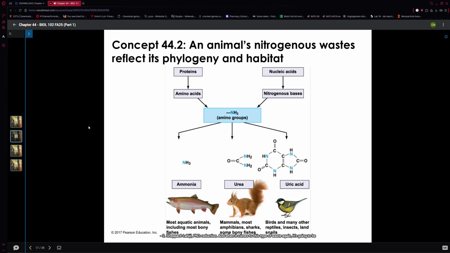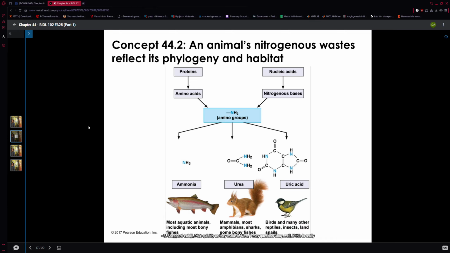So oxidation and reduction. And when it comes to this type of waste, again, it's going to be animals that are primarily aquatic. And the reason behind this is because this needs to be excreted in a really dilute way in order to be safe. It's so toxic that these organisms actually get rid of it almost as quickly as they make it.